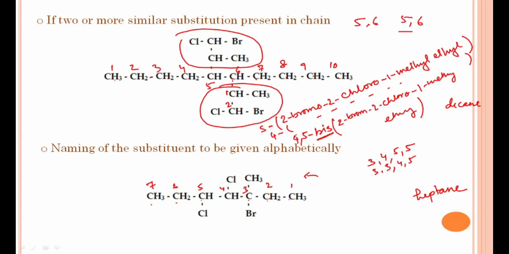So this is heptane. Now while we are giving the naming, we have to start alphabetically. So alphabetically, B comes first for bromo, that is 3 bromo, then 4, 5 dichloro, then 3 methyl heptane. So like that we have to give the naming and numbering of the multiple substitutions.